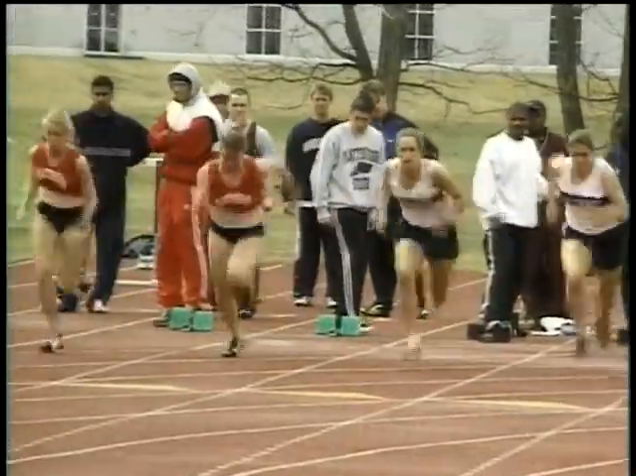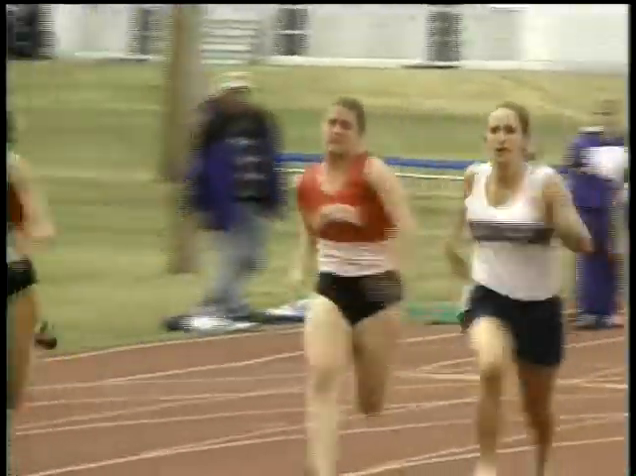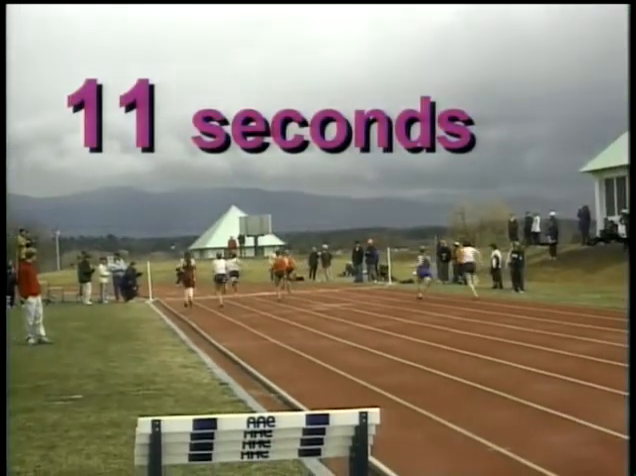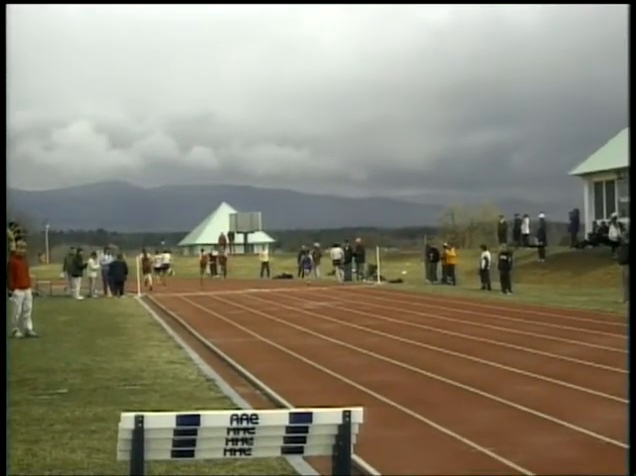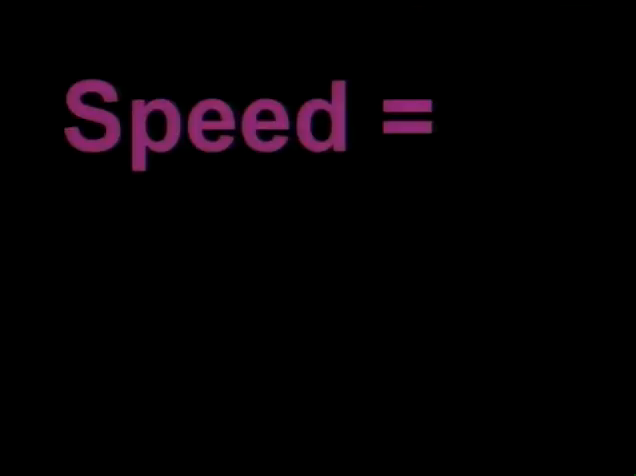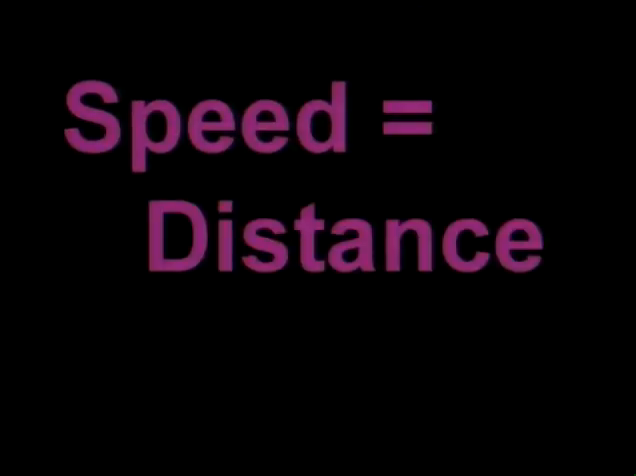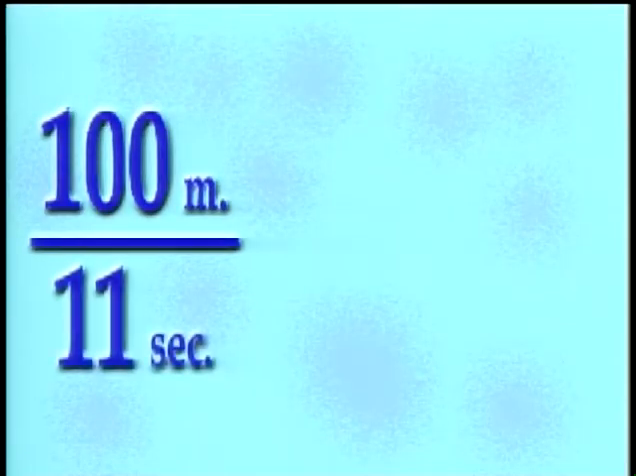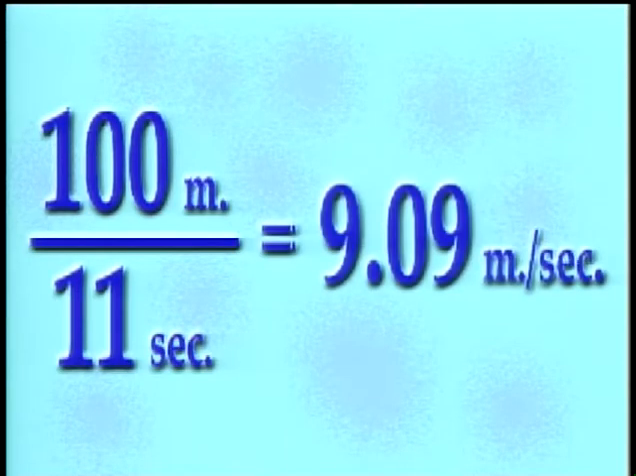Let's put this formula to use by calculating the speed of this sprinter. The distance the sprinter is covering is 100 meters. She covered this distance in 11 seconds. How would you calculate her speed? Let's go back to our formula. Speed equals distance divided by time. All we need to do is plug the numbers into the formula. The distance is 100 meters, and the time is 11 seconds. By dividing the distance by the time, we arrive at an answer of 9.09 meters per second.